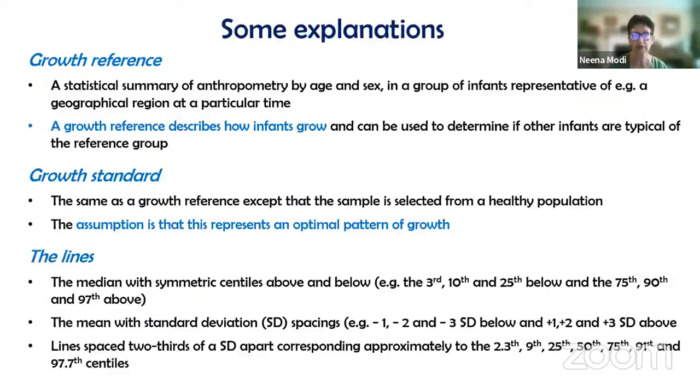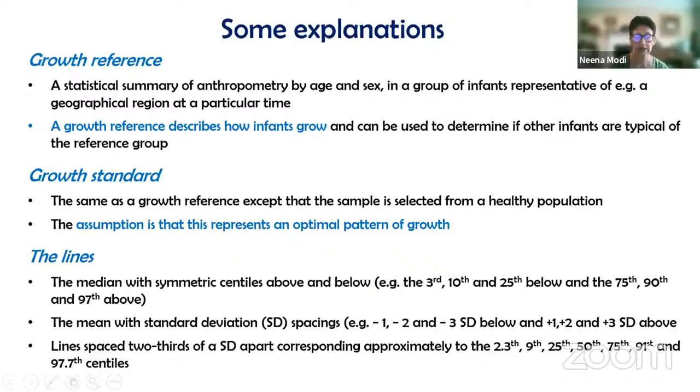The first thing, though, is let's get some definitions clear. By a growth reference is meant a statistical summary of anthropometry by age and sex in a group of infants, representative of a particular geographical region at a particular time. The important point to make is that a growth reference describes how infants grow. In contrast, a growth standard is the same as a growth reference, except that the sample is selected from a healthy population, and there is an assumption that this represents an optimal pattern of growth. So please be aware of the difference. A growth standard is built on the assumption that this represents an optimal pattern of growth. A growth reference is simply a description.